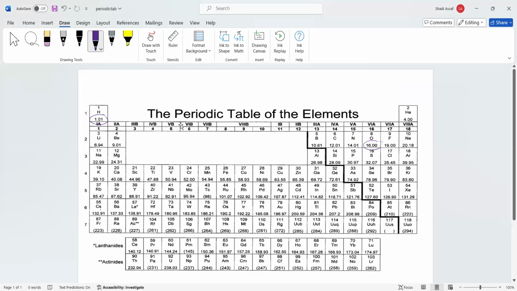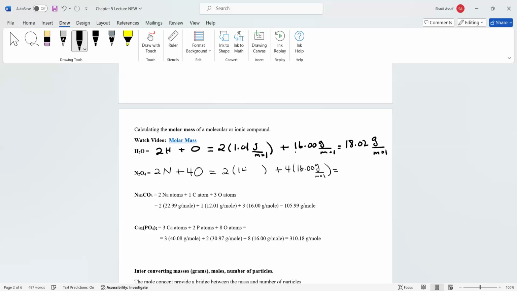So nitrogen is right here, 14.01. If you notice, it weighs less than oxygen. So it's 14.01 grams per mole. And so you take 2 times 14.01 plus 4 times 16. This comes out to be 92.02 grams per mole.